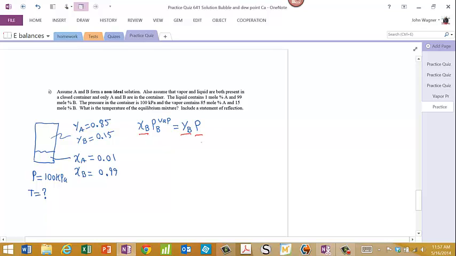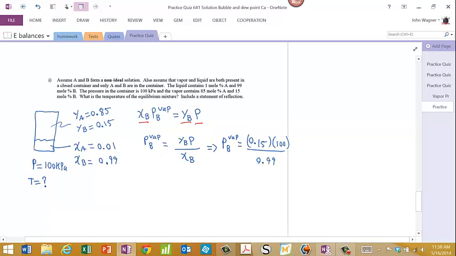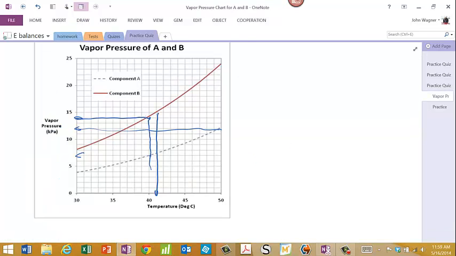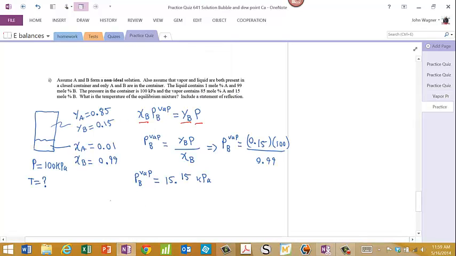So the only thing we don't know is the vapor pressure of B, which is really only a function of temperature. So we're going to solve for the vapor pressure of B, and then we will look on our chart for the correct temperature. And the temperature is just a little over 41.